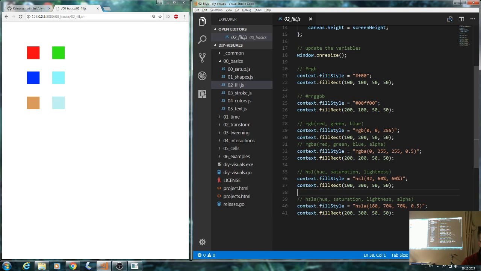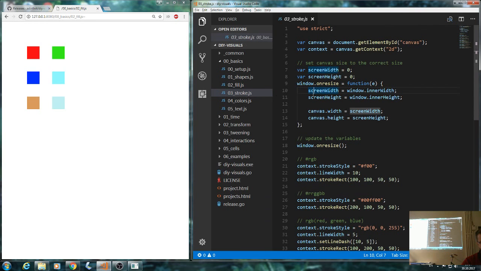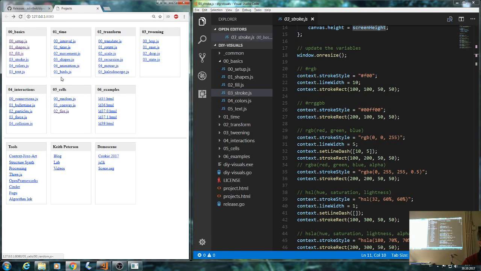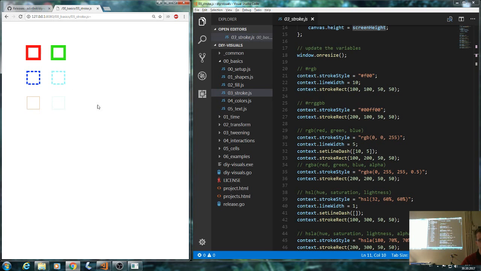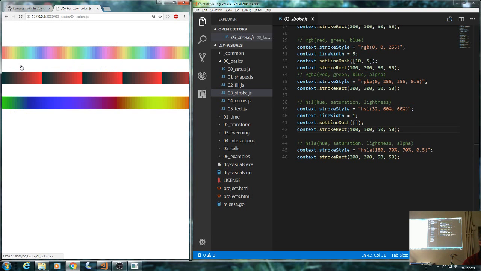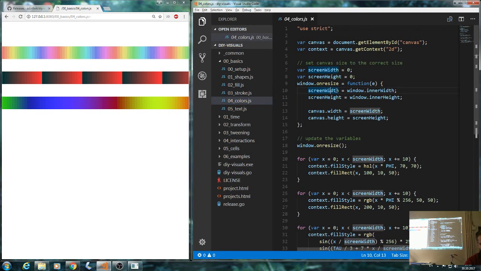And when we go to this stroke example, we see similar things. We can change the way the lines are drawn. And finally, from these basic elements, we can already draw some gradients.